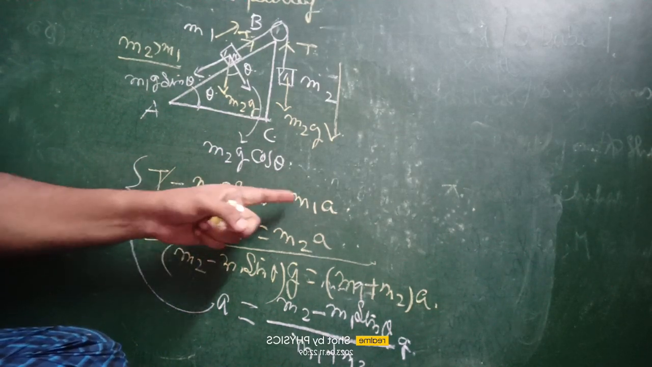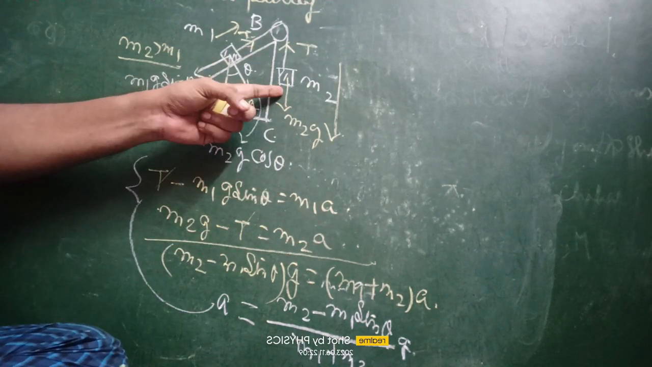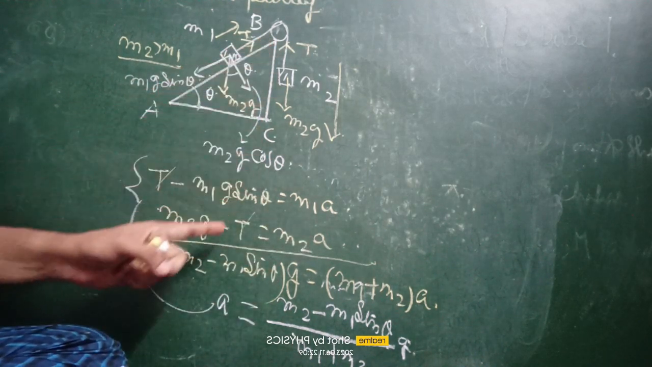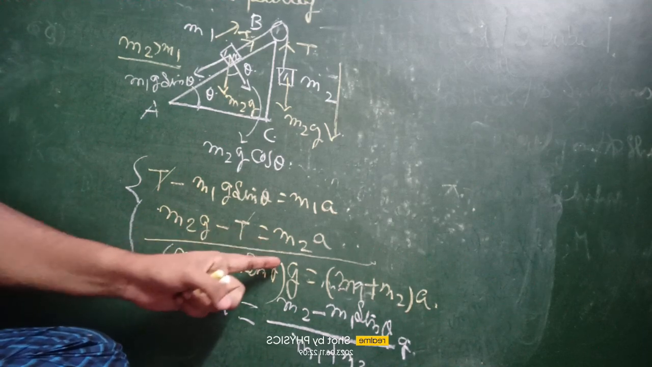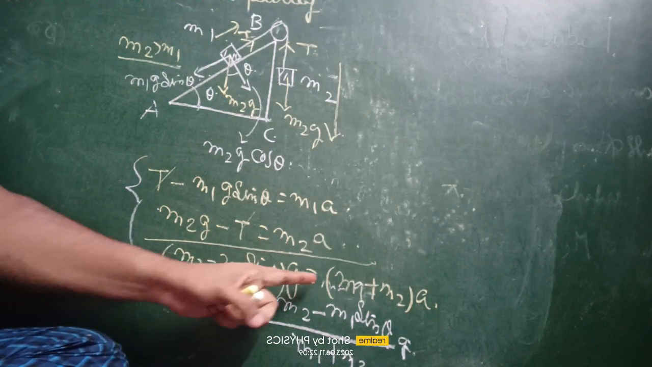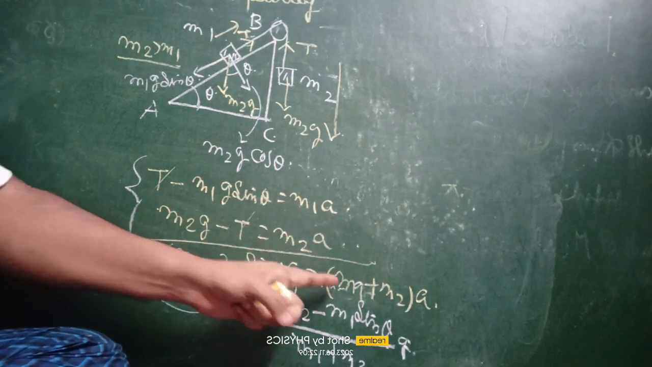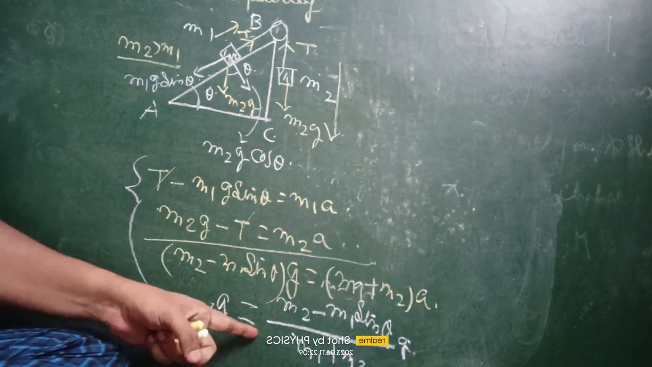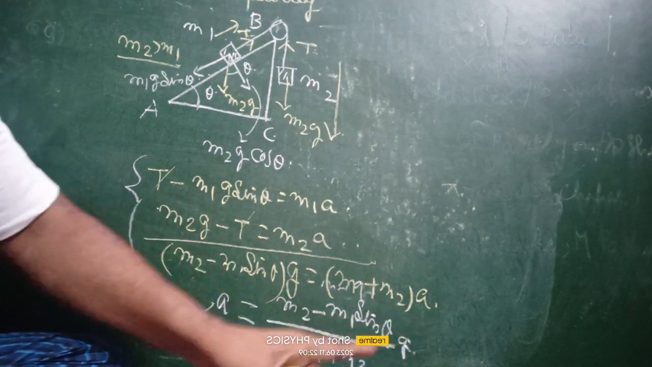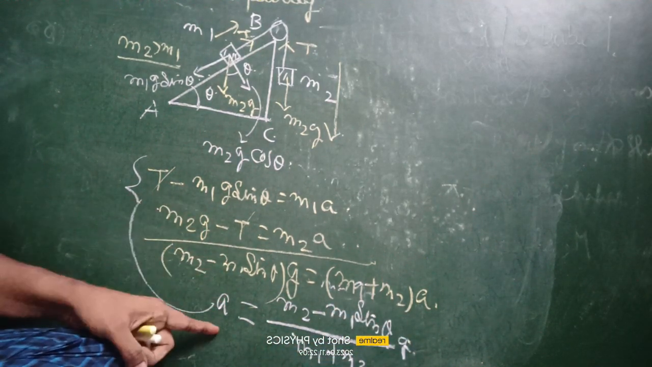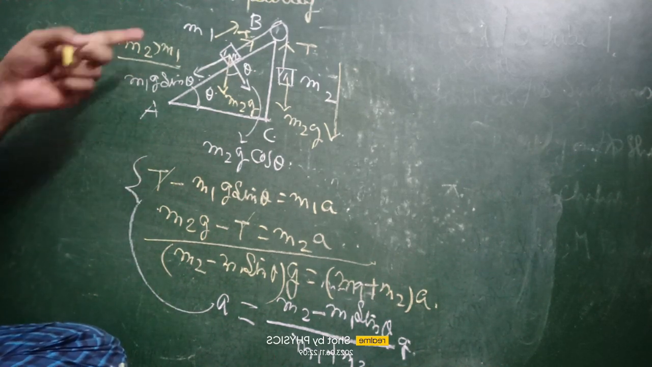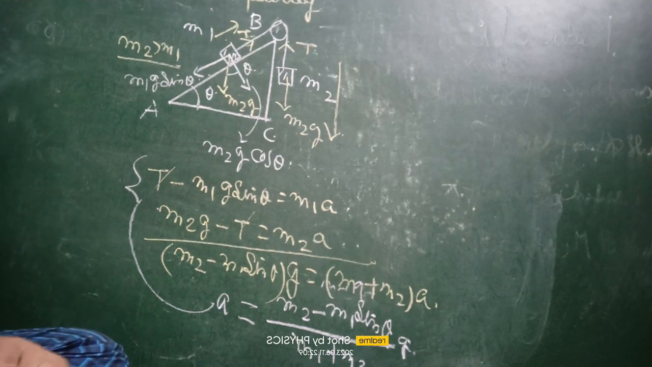Now resolve it. From the inclined plane, we have the equation for the M1 mass: T minus M1g sine theta is equal to M1a, and for the second block M2g minus T equals M2a because it is coming down vertically. Now solving it, we have M2 minus M1 sine theta into g equal to M1 plus M2 into a. The acceleration is equal to M2 minus M1 sine theta by M1 plus M2 into g. And putting the acceleration in any one of the equations, we'll find the tension of the string.